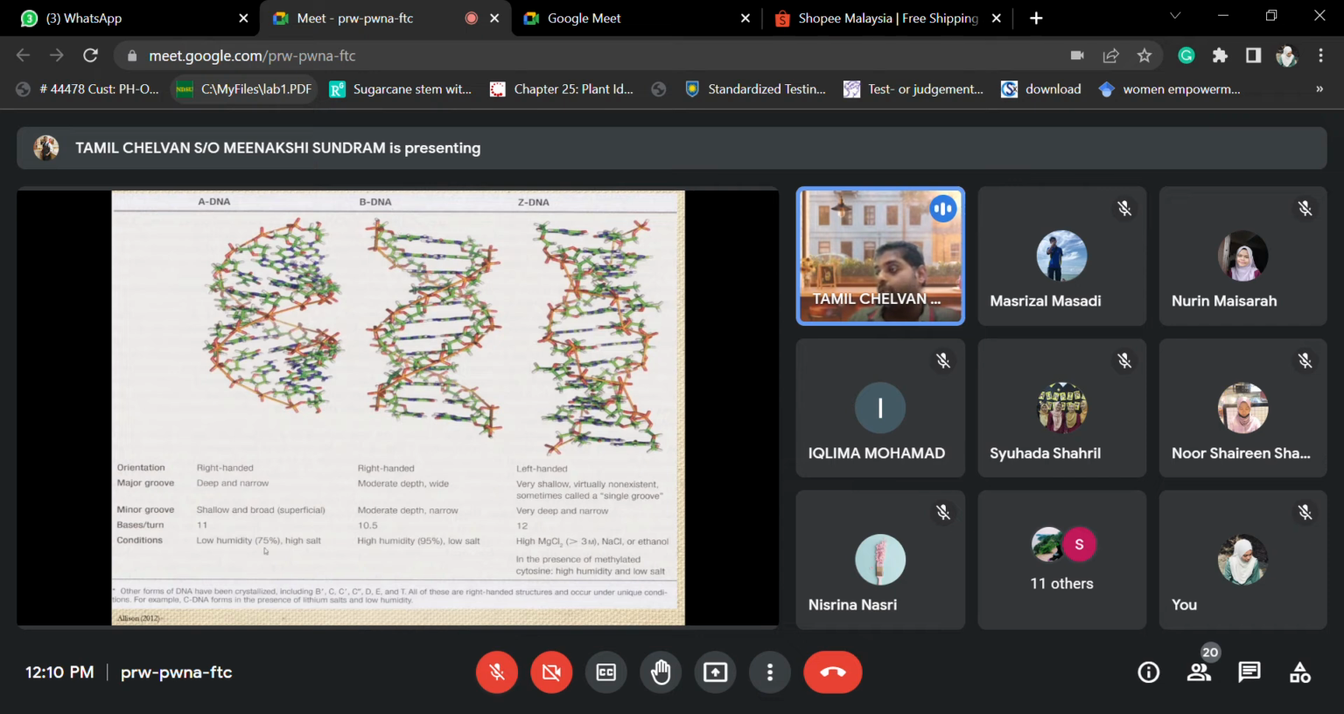So at the high humidity 95, low salt dalam body, normal salt, your DNA will be like this. If it's a high salt, low humidity, it will be like this. Okay. If left-handed, in the presence of methylated cytosine, high humidity and low salt, it will look a bit like this. Okay. Which is a different structure, a different condition. Okay, chemically it is being affected. But still, it is still a helix lah. Okay.